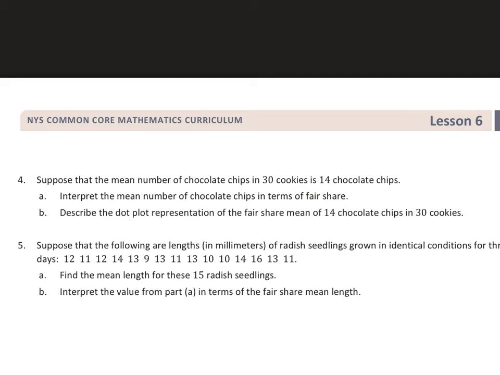So the idea is that I would have 30 groups. We're just going to call this amount 14, and I'd have 30 of those, right? I'd have to draw that 30 times. That's kind of ridiculous. So I'm not going to actually draw that out, but I can explain it to you very clearly.